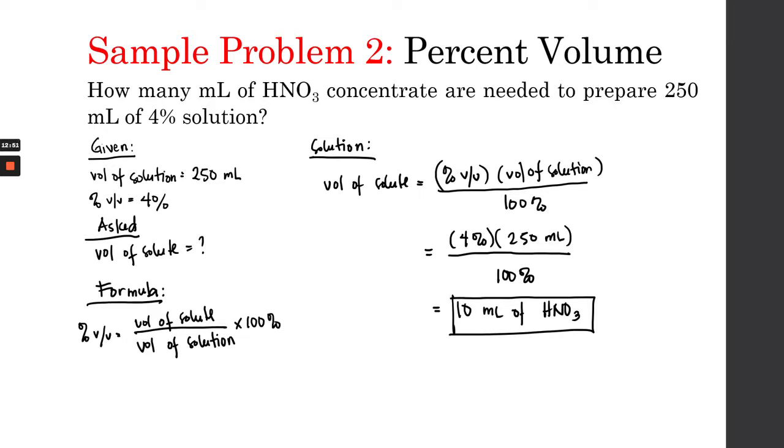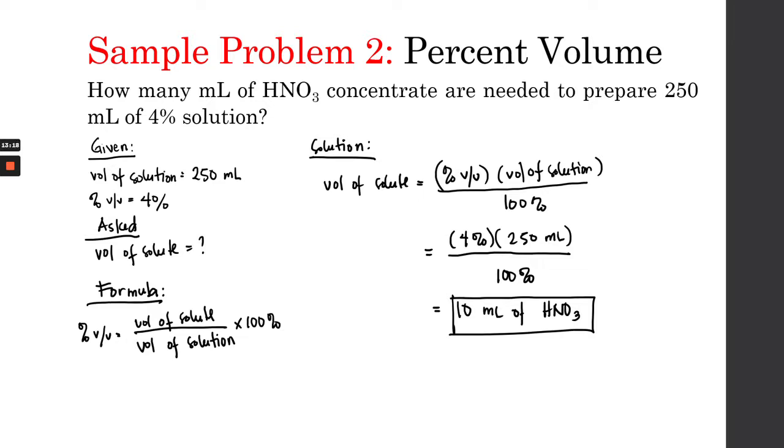Usually, your professor would ask you to prepare a certain amount of solution and a certain percent of solution. What you're usually looking at is how much volume of solute you need to have, and then you just have to create that 250 ml solution. So that is percent volume.